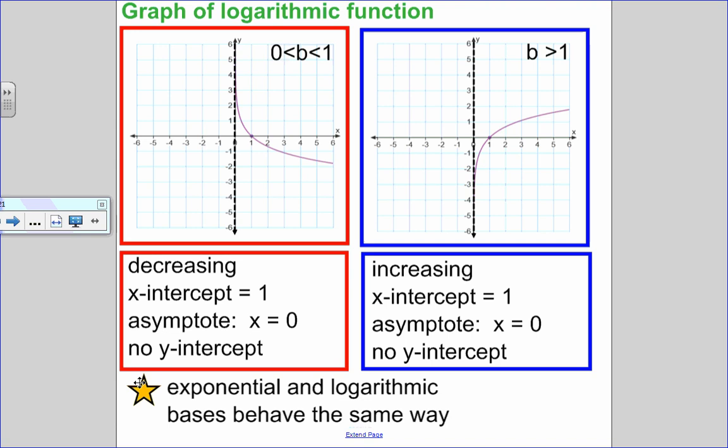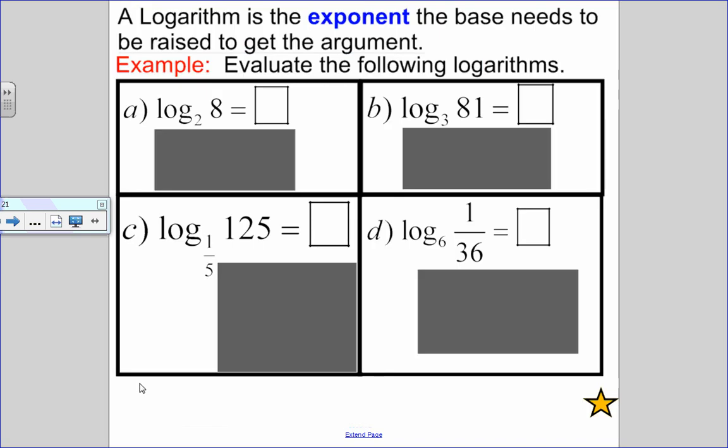So let's look at numerically what a log is, since it's the inverse of an exponent. The log is the exponent the base needs to be raised to get the argument. Just so that we are okay on our terminology, when I have a log, the little number down here, the subscript, is the base, and the big number up here is called the argument. And to be honest, I have no good argument why it's called argument.